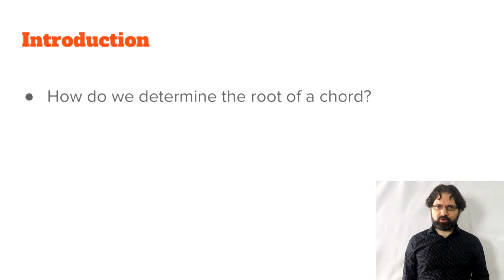How do we determine the root of a chord? Traditionally, we name chords by stacking notes in intervals of thirds and choosing the lowest of these notes as the root of the chord. I'll be referring to this as the tertian root in this presentation. But is this tertian root always the only option for naming a chord?